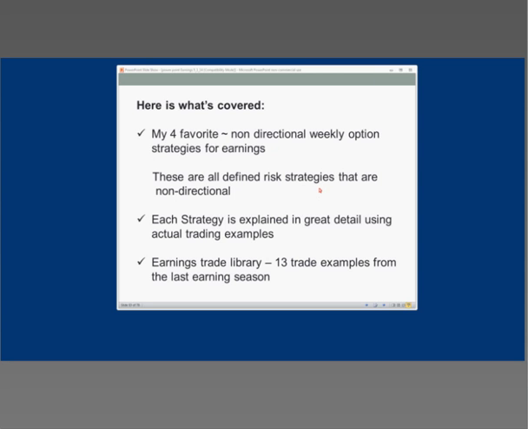They're all defined risk strategies that are non-directional, and each strategy is explained in great detail using actual trade examples. So those 13 trades that I showed you, those are all in there. I call it the earnings trade library, and all 13 examples from that season are in there with all the detailed analysis, how I set them up, how I analyzed them, the strikes that I used, why I used it. It's very detailed, great information.